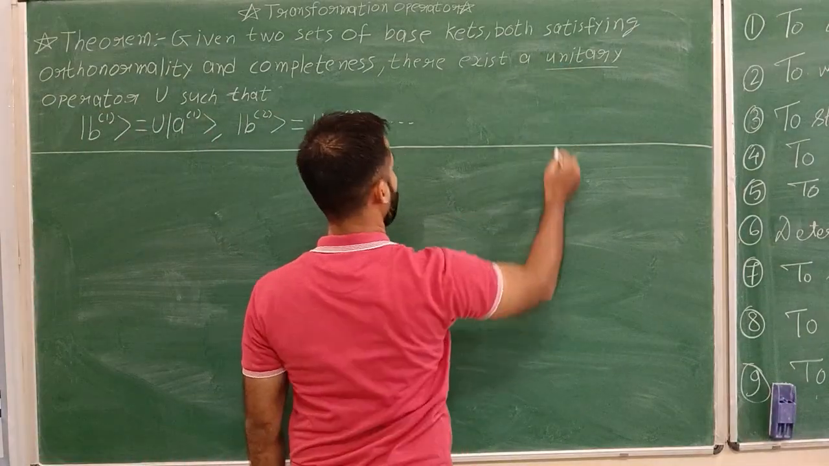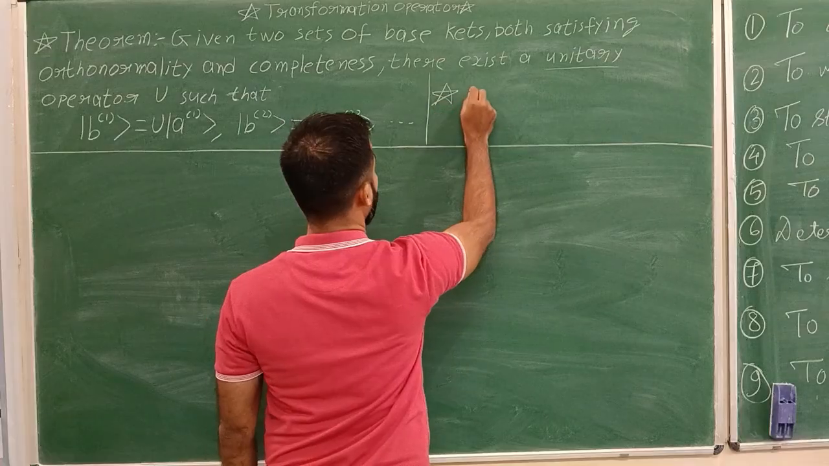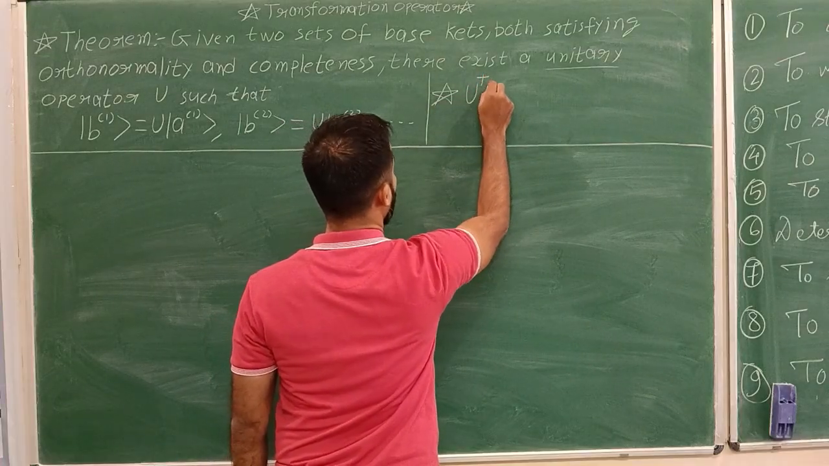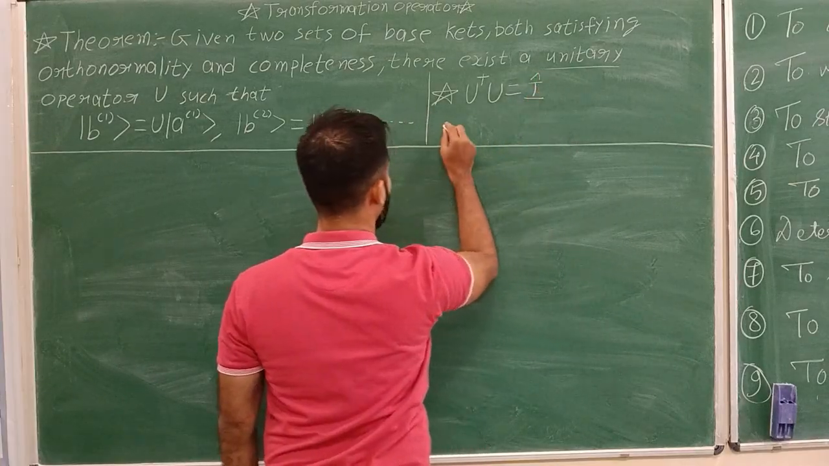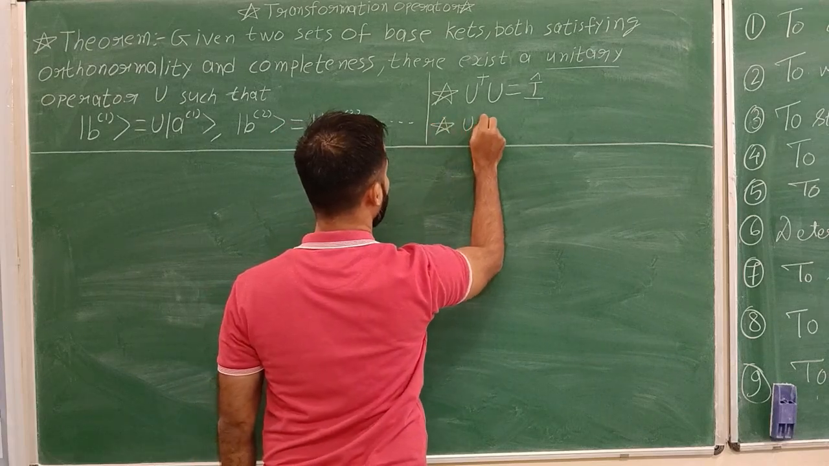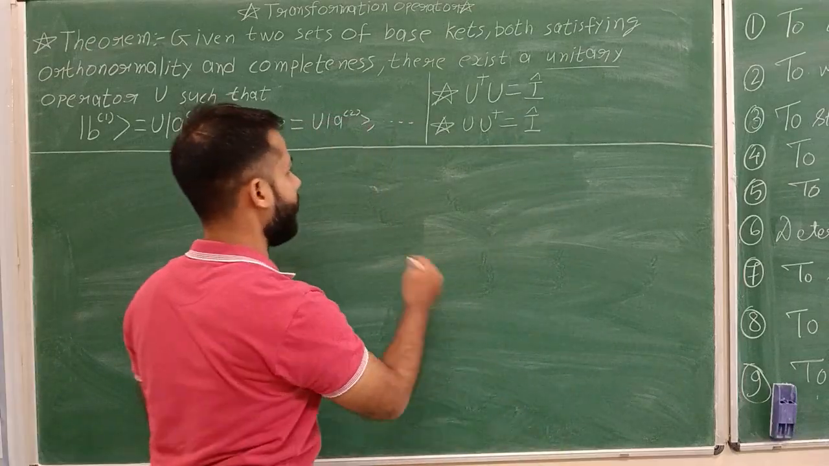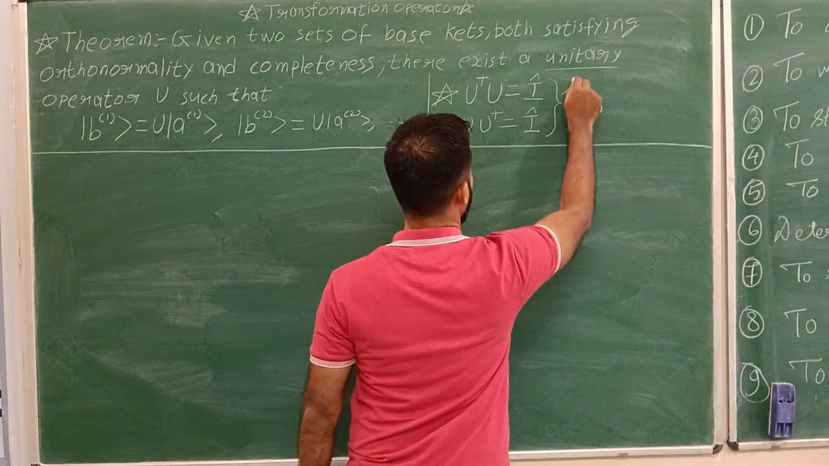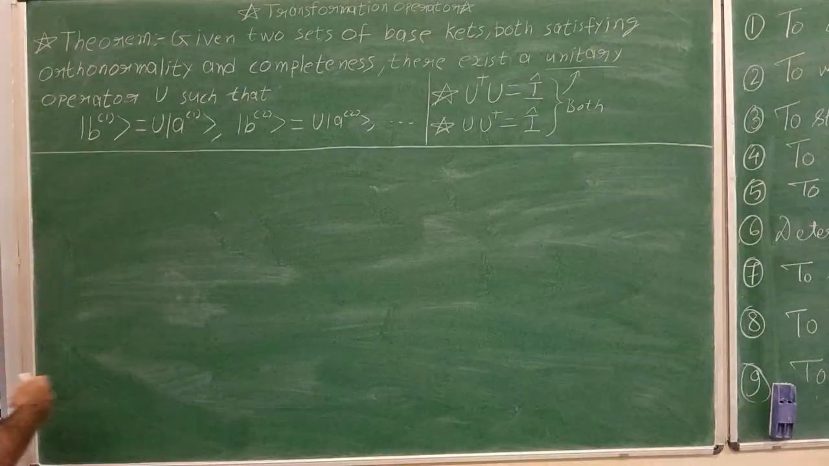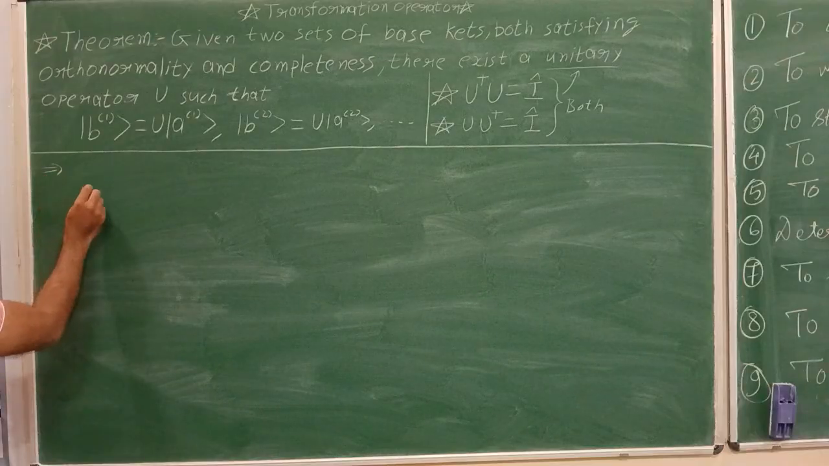Now this is the most important part. What does unitary mean? Unitary means that U dagger U is identity, but also U U dagger is also identity. So these both must be satisfied in order for U to be a unitary operator or a unitary transformation.